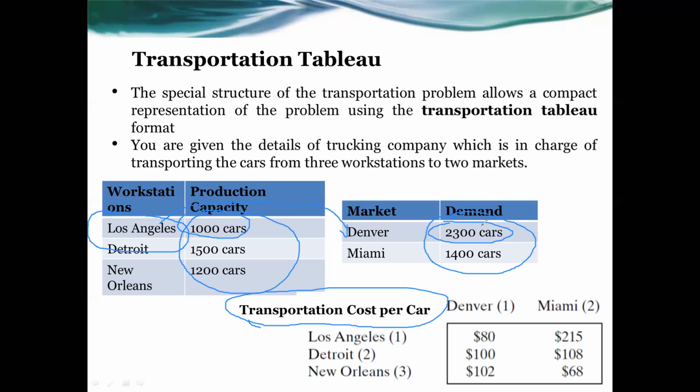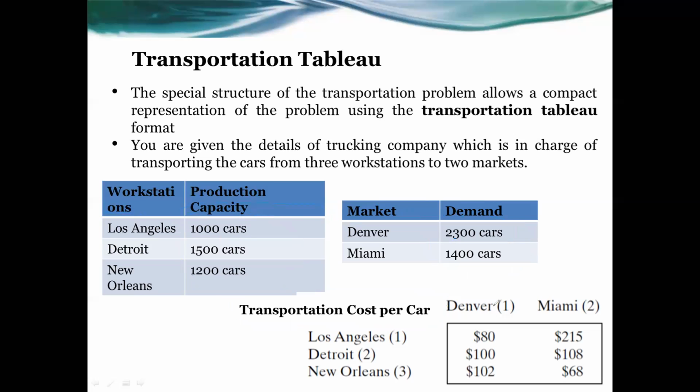If you try to fulfill this market demand by using this workstation supply, what will be the cost of transportation on one transportation route? That means for these 1,000 cars, how much will it cost to fulfill this demand out of the 2,300? Normally we need to know that calculation, and we have to work it out before we build the model.